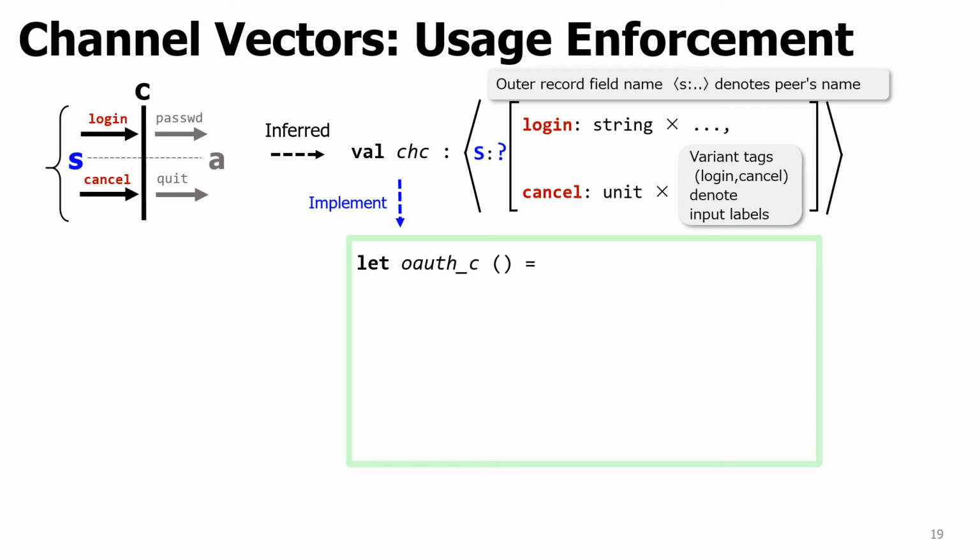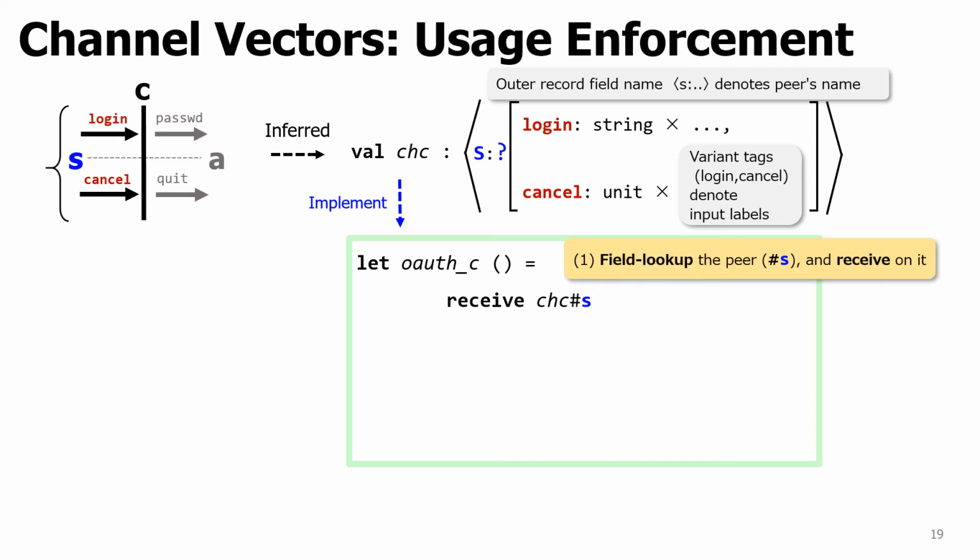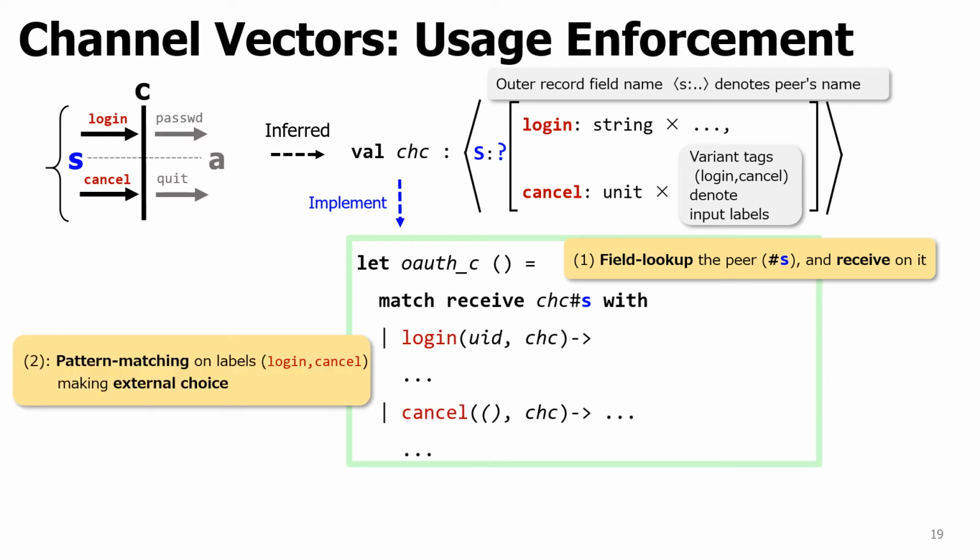Now we write the code for the client using this channel vector CHC. First, we specify the sending participant S by performing a field lookup using the hash operator. The returned value is matched against the variant tag indicating the two alternatives, login or cancel. In each case, the result is matched against a pair of the payload value and the continuation channel. Note that the variable CHC denoting the continuation shadows the previous usage of CHC, ensuring linear channel use.